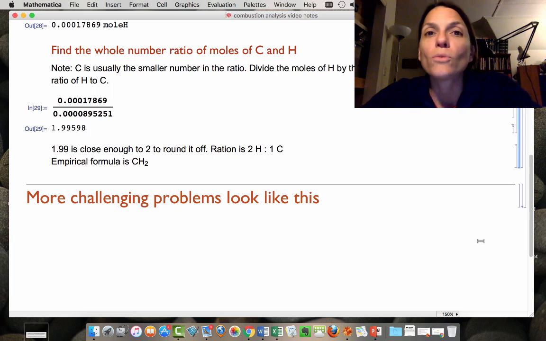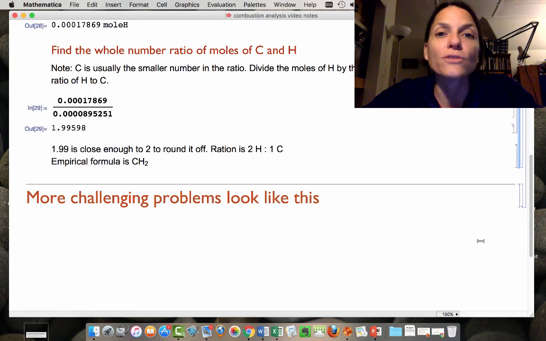So it's a 2-to-1 mole ratio. For every 2 moles of hydrogen, we have 1 mole of carbon. So we can translate that into our empirical formula of CH2. Some things to note here: in hydrocarbons, the hydrogen is usually larger. The subscript for hydrogen is usually at least twice that of carbon. So in these kinds of whole number ratios, you're usually going to have hydrogen as the larger number of moles divided by carbon.